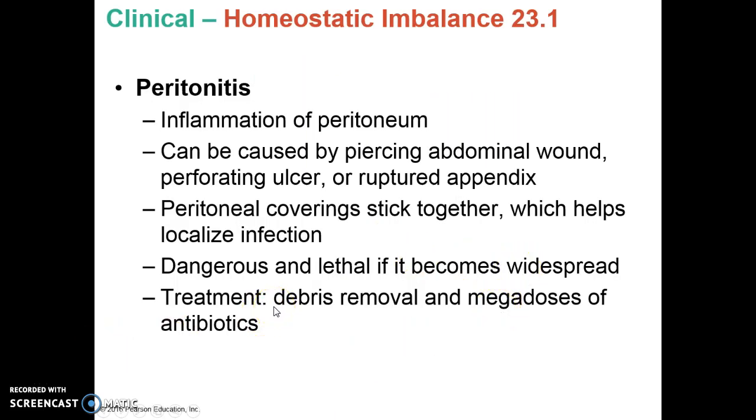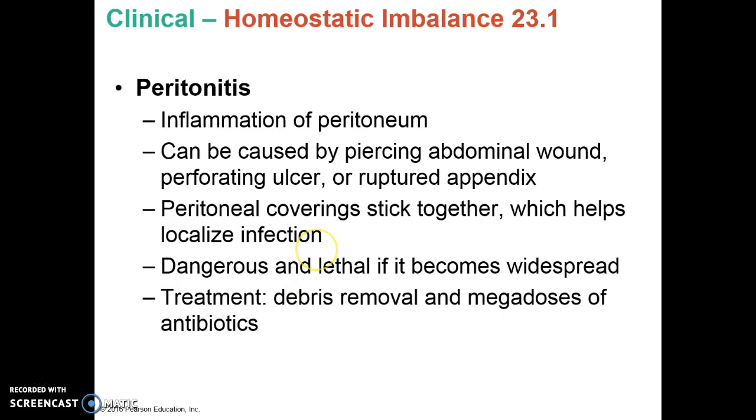So, some pathology here in terms of clinical application. Peritonitis is essentially inflammation of the peritoneum, and it can be caused by a piercing abdominal wound, a perforating ulcer, a ruptured appendix, or a perforating ulcer of the colon, for example. Normally the inside of the peritoneal cavity is sterile. However, inside the colon and appendix it is not sterile. It is loaded with normal flora, which helps with digestion and synthesizing some vitamin B complexes and vitamin K.